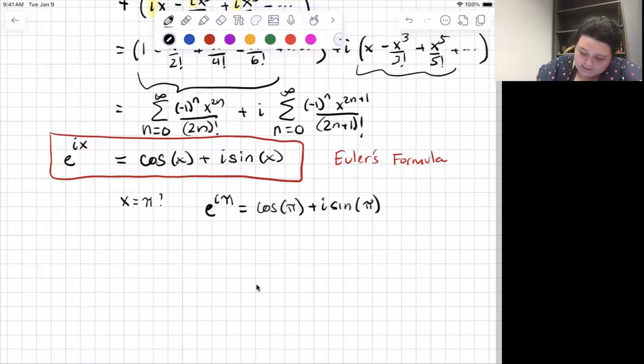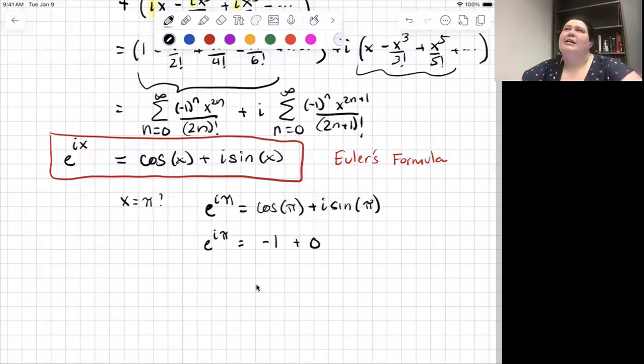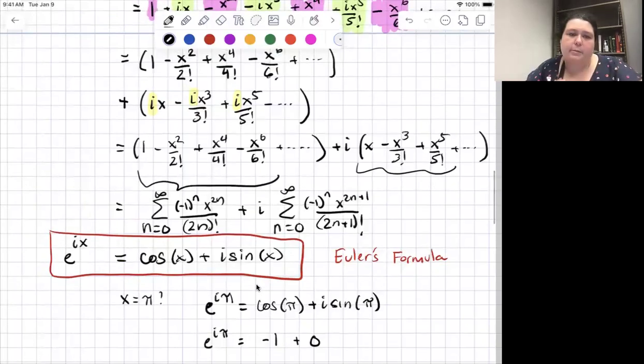Or e to the i pi equals -1 plus 0, and we have all of these very common, important values of mathematics showing up in the same formula, that being the pi, the 1 or -1, and 0, as well as i. So this is just a very important result using Maclaurin series.